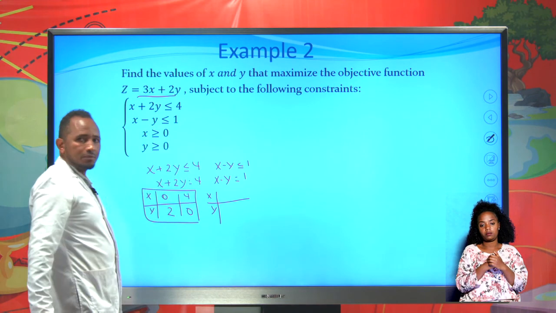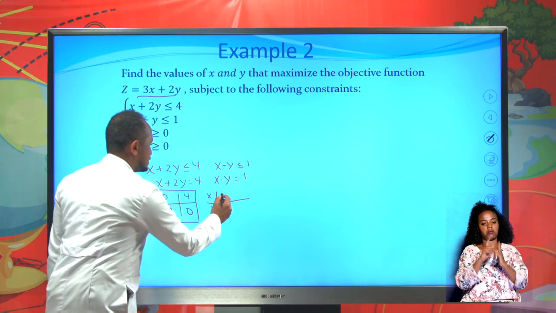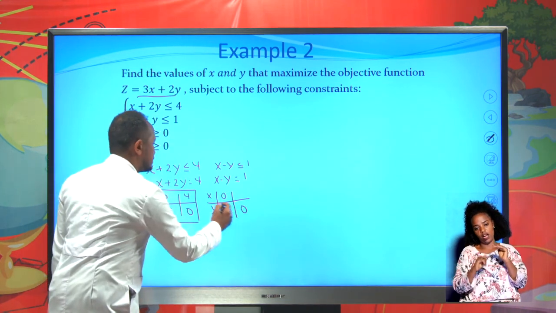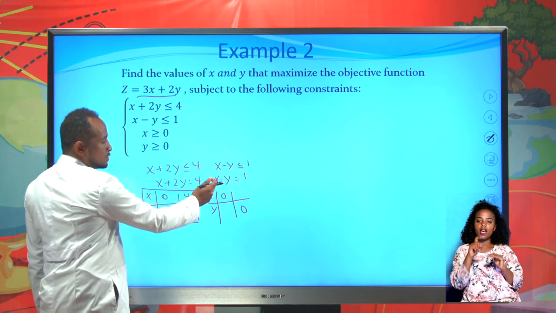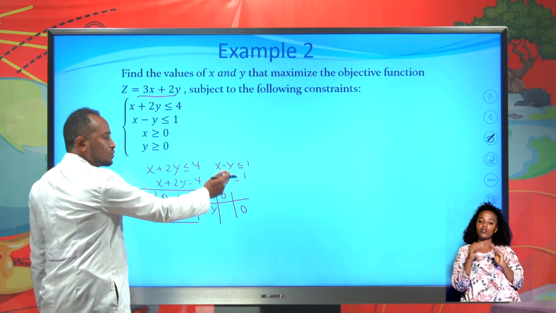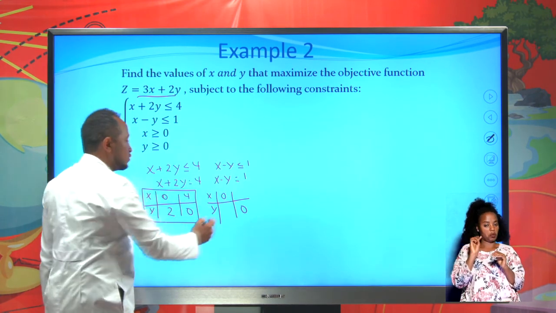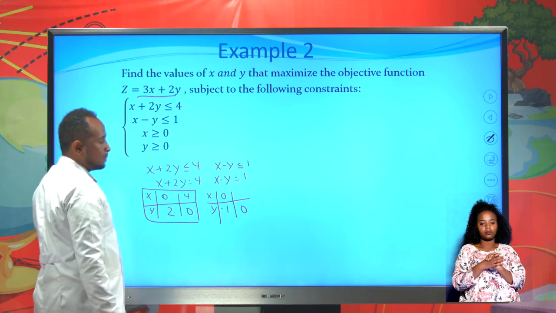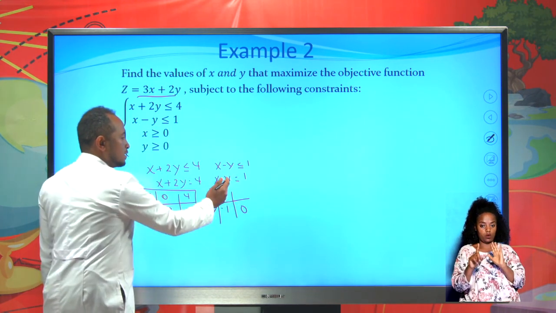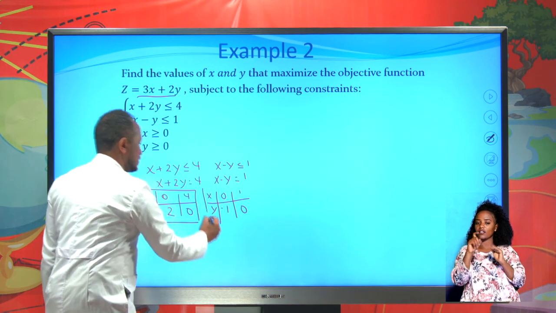Let's take the intercepts through the graph, when x is 0 and when y is 0. When x is 0, 0 minus y is equal to 1, so y will be minus 1, dividing both sides by negative. When y is 0, x will be 1. We have this.